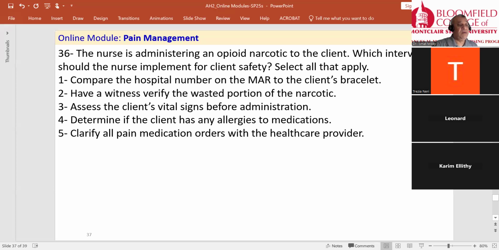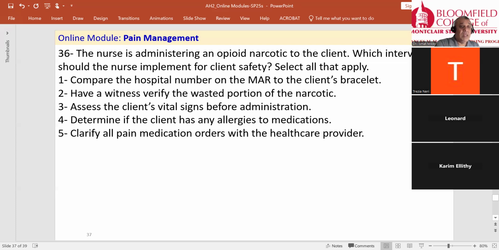36. The nurse is administering an opioid narcotic to the client. Which interventions should the nurse implement for client safety? For this question we would go with 1, 3, and 4. So the 1: when you compare the hospital number on the MAR with the bracelet, which we do all the time, this procedure ensures client safety, preventing the medication from being given to the wrong patient or client.